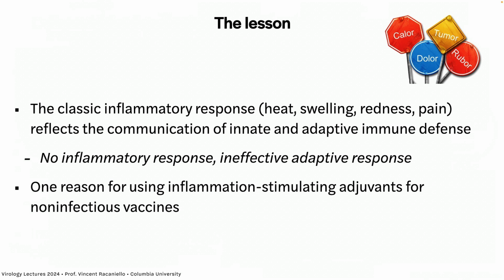So the lesson is that inflammation really reflects the communication between the innate and adaptive responses. If you have good inflammation, you have a good adaptive response. If you have poor inflammation, you don't make a good response, and you probably won't be able to clear the infection. And this is one reason we use adjuvants in vaccines. So vaccines that do not replicate, protein vaccines, we use adjuvants to stimulate inflammation and get you a better immune response. Some of the best vaccines have an adjuvant. In fact, the mRNA vaccines are encased in a lipid nanoparticle that in itself is an adjuvant that stimulates inflammation.